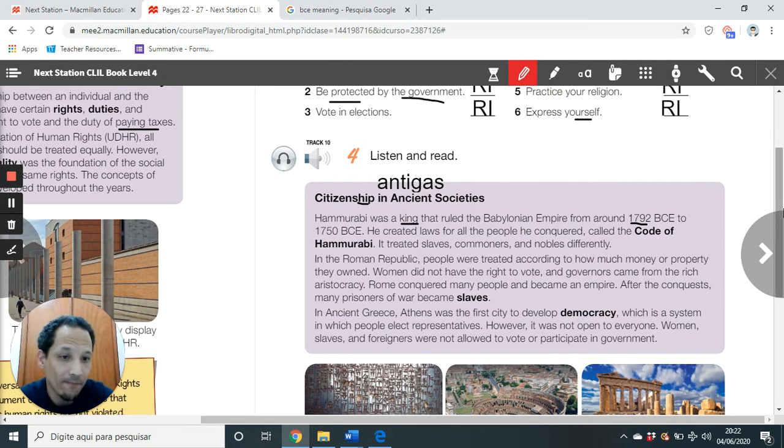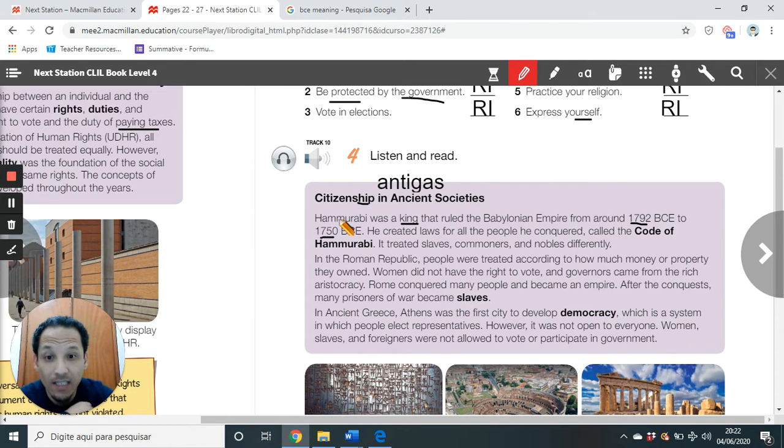Before Christ. To 1750 before common era, ok? BCE. Lembrando que aqui ele conta backwards. Ele conta ao contrário, ok? Do número maior até chegar no zero, que aí é a nossa era atual, digamos assim.